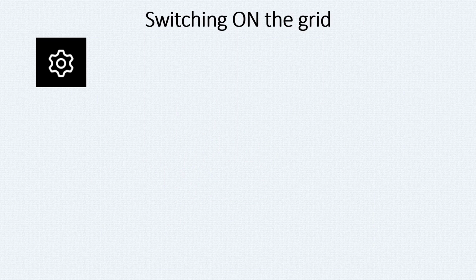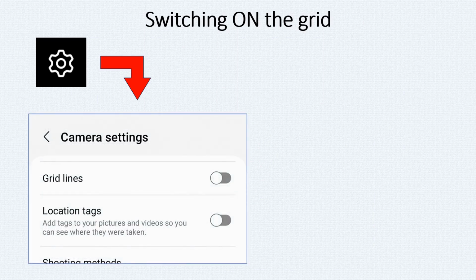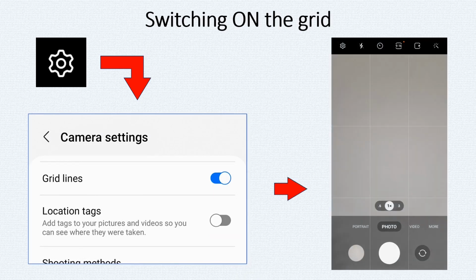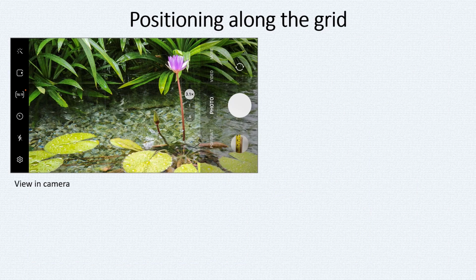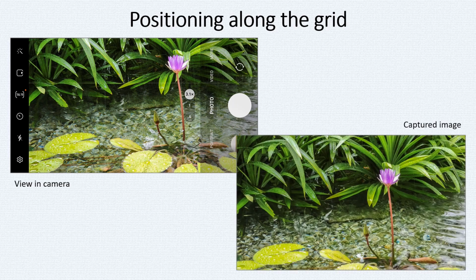For phones running Android, tap the settings icon. It brings you to a page where you can find the grid lines function. Switch it on and activate your camera. You will see the grid lines dividing your screen into 3 parts, horizontally and vertically. Compose your photo by positioning the subject along one of these lines or the intersections. After positioning your subject, press the shutter button to capture the image.